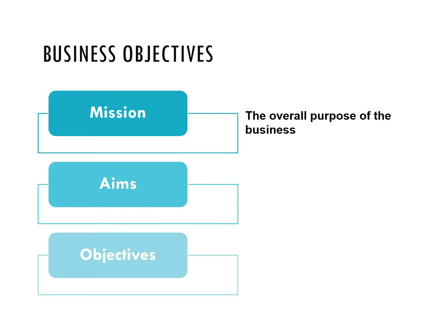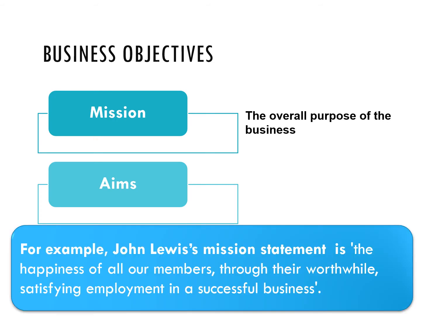And when it comes to business objectives, we often talk about three different things: the business's aim, the business's mission, and the business's objectives. The business's mission is the overall purpose of a business, and this is often given in a mission statement. So for example, the UK retailer John Lewis, their mission statement is the happiness of all our members through their worthwhile, satisfying employment in a successful business. So really, employee welfare is a key part of the overall reason for this business's existence.